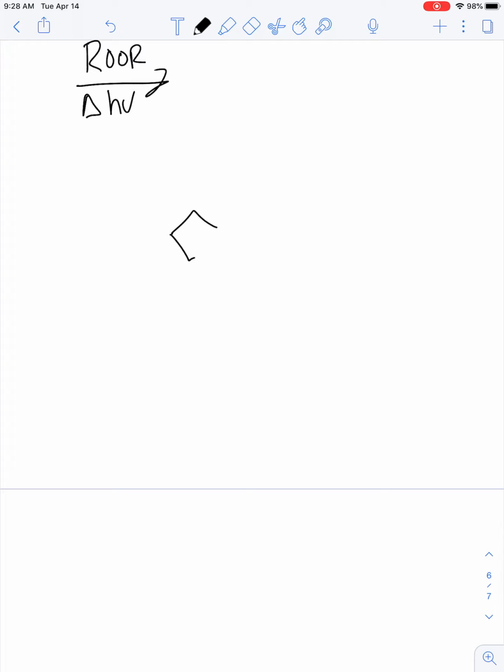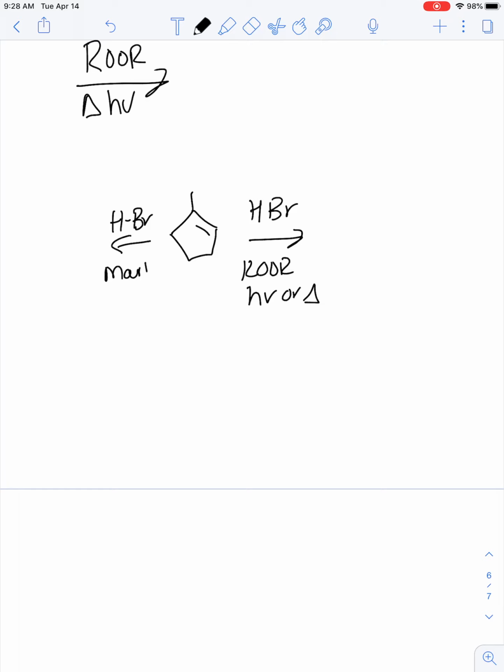Let's look at this alkene here. We have hydrobromic acid, and here we would have hydrobromic acid with our peroxide in either heat or light. When we're going towards the left side, we have our Markovnikov addition. Again, we can have both syn and anti addition. Our bromine is going to add to the more substituted carbon, and our hydrogen would go to the least substituted carbon.